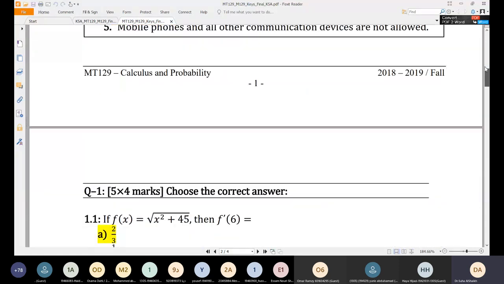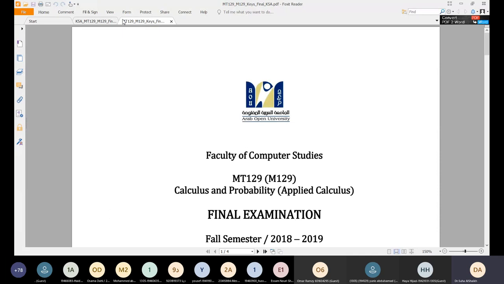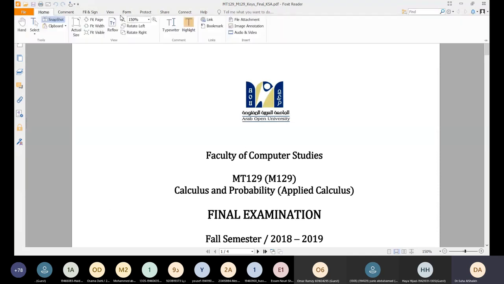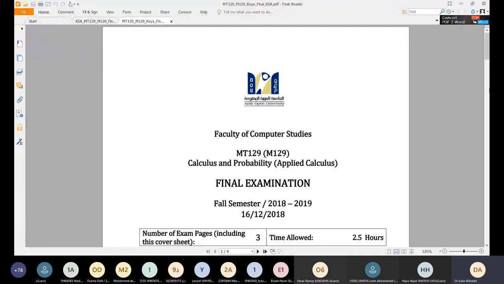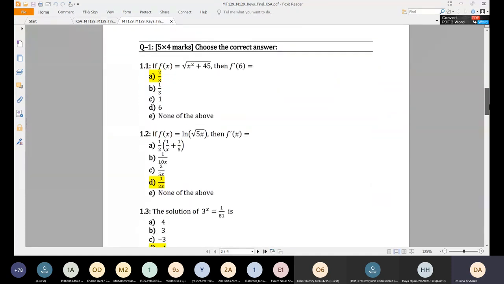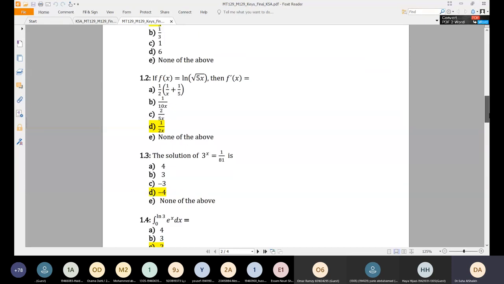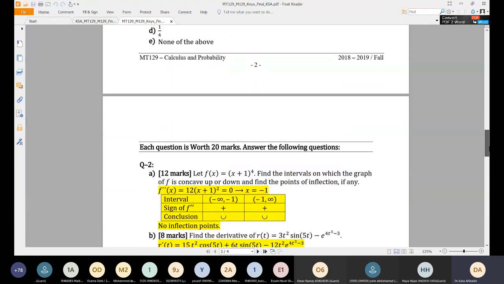I'm sharing one final exam with you. بما إن سألتوني عن الفاينل. Let me show you one final exam. الفاينل exam كذا يكون عندكم multiple choice questions. Usually يكون في 5 multiple choice questions اختياري.